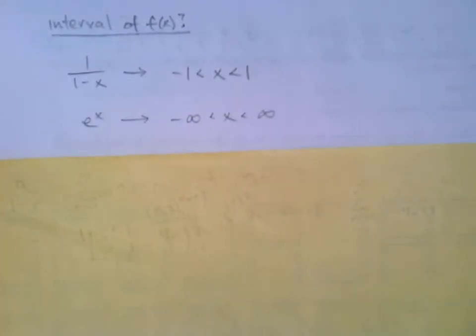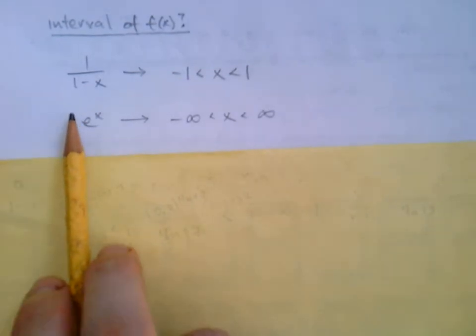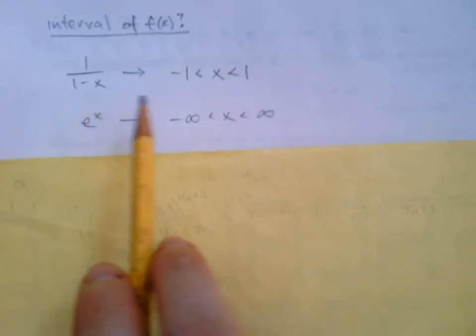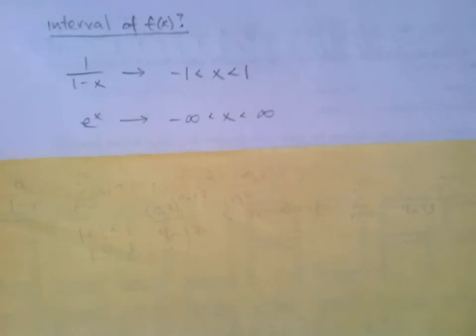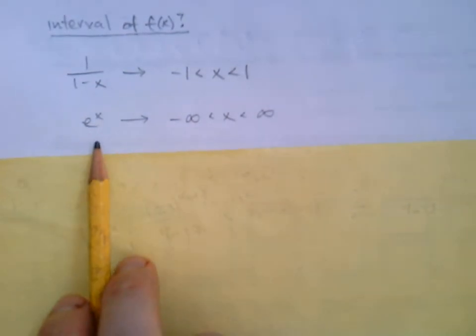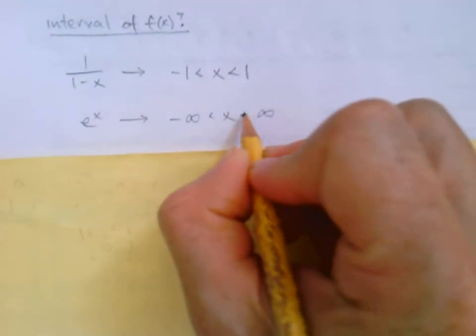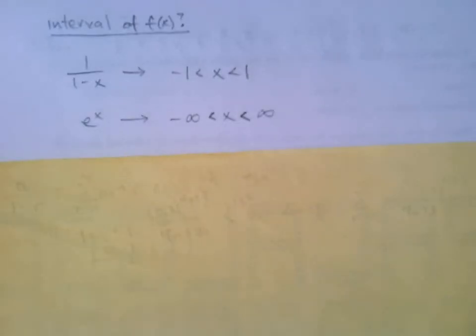Well, we need to look back at its different parts. So in the table, the interval for 1 over 1 minus x was between -1 and 1. The interval for e to the x was -infinity to infinity. So here's the thing. We need to pick one of these to be the interval for f of x. And when I say pick, we don't get to choose. One of them is right, one of them is wrong. But it turns out it's one of those. Which one would be the interval of convergence for f of x when we add them?